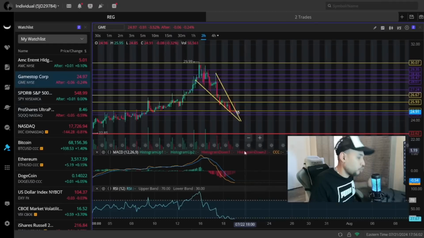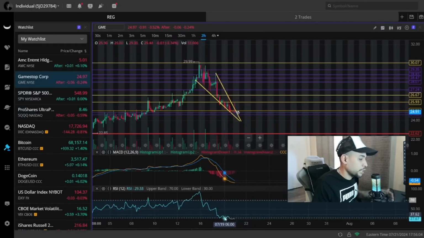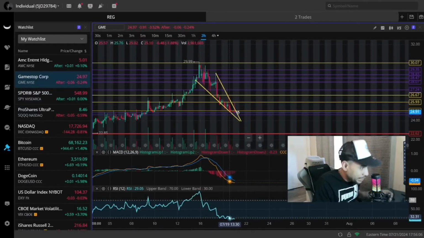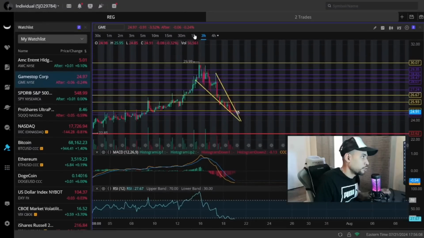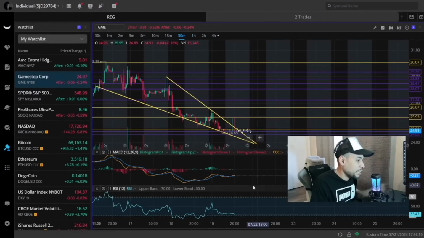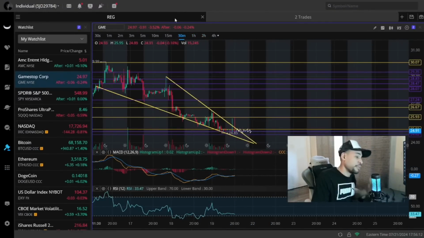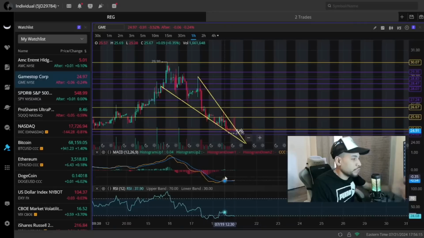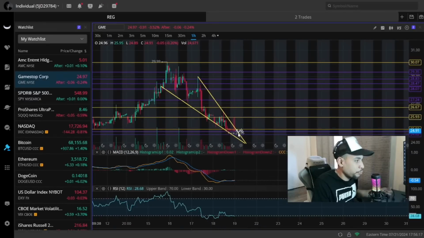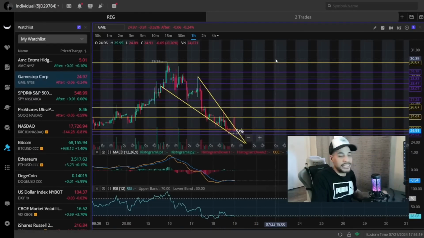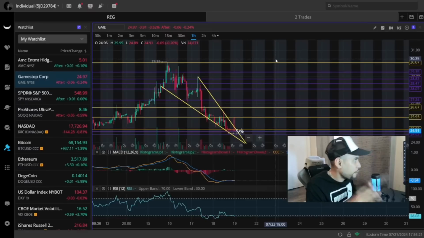RSI sitting at those oversold territories, letting us know that smart buyers will be stepping in at these levels. You can also see MACD starting to curl up and even go green in some cases, letting us know bullish momentum is returning. And again, that RSI is where the smart buyers will be stepping in to buy low and of course sell at these higher ranges. So this is what I'm looking at for GameStop stock.